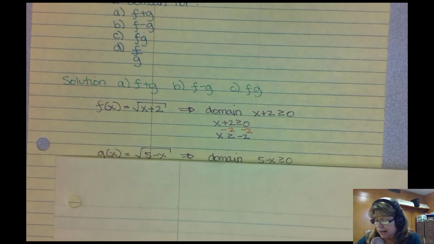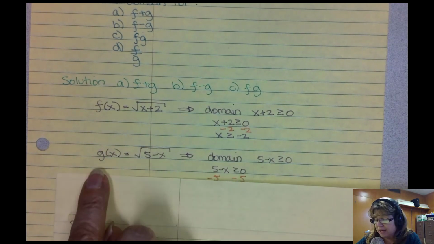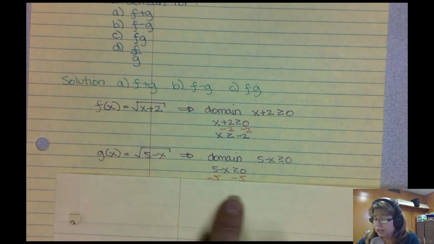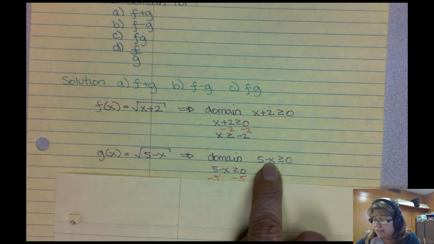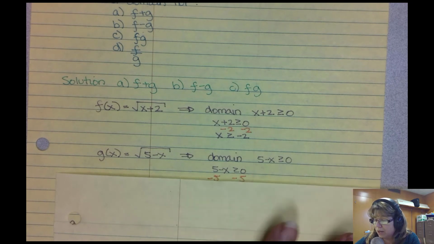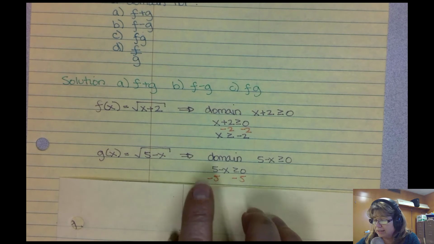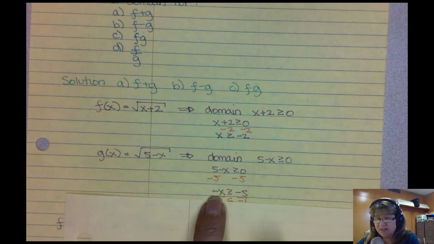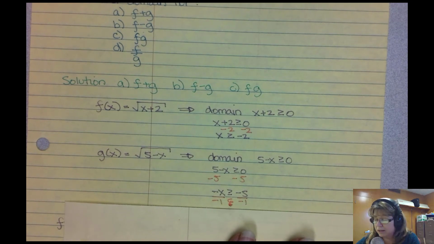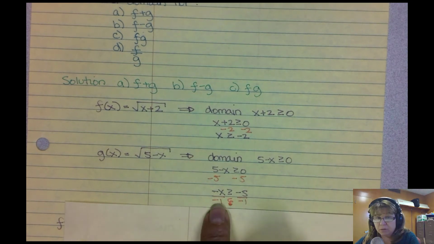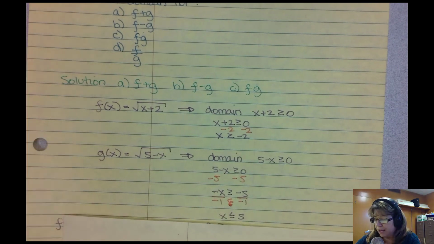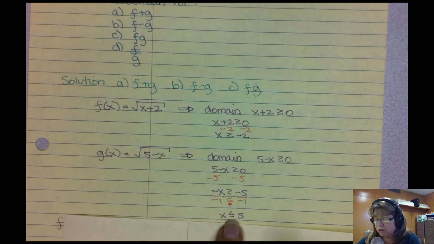Let's take a look at the function g of x equals the square root of 5 minus x. The domain here is when 5 minus x is greater than or equal to 0. I'm going to go ahead and solve this for x. First, subtracting 5 from each side, but now I have a negative x, so I have to divide by negative 1. But the rules are, if I divide by negative 1, I have to flip the inequality symbol, and I get x is less than or equal to 5.